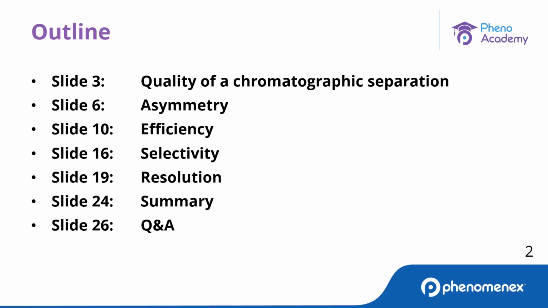Here's an outline of today's topics. First, I will talk to you about what quality of a chromatographic separation actually is and why we measure the quality. Next, I will take you through asymmetry, followed by efficiency, then selectivity and resolution, and I will conclude with a short summary. In the end, there will be time for a short Q&A session, so please do feel free to type your questions in the question box. And you will see the slide numbers indicated here as well, and you can find them in the bottom right corner of each slide, so that if you're reviewing this webinar, each section should be a little easier to find.